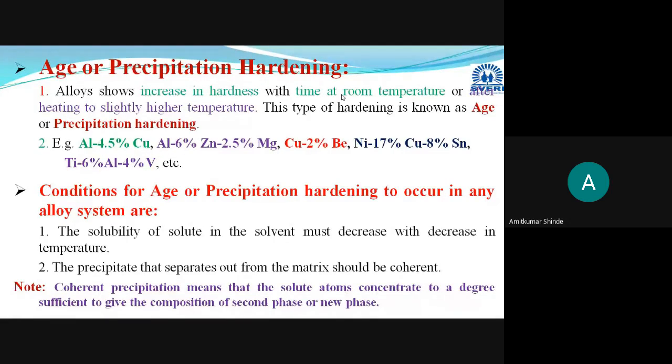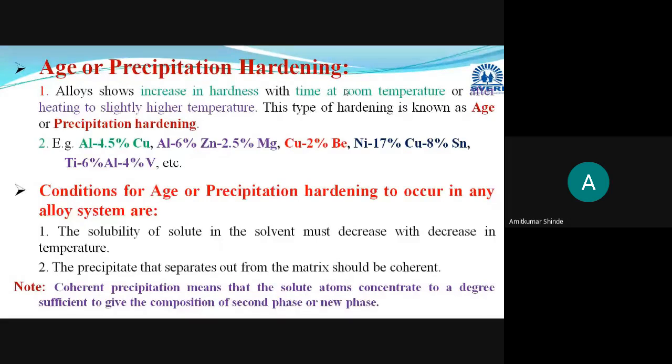Sometimes some alloys will show an increase in hardness value with slight heating and one cooling operation. That will also be termed age hardening, but it comes under artificial aging, because we are providing external heat. One is natural aging: as time naturally passes, there will be some increase in the hardness. This will be termed natural aging. And whenever you provide some external heat with suitable mediums, that comes under artificial aging.